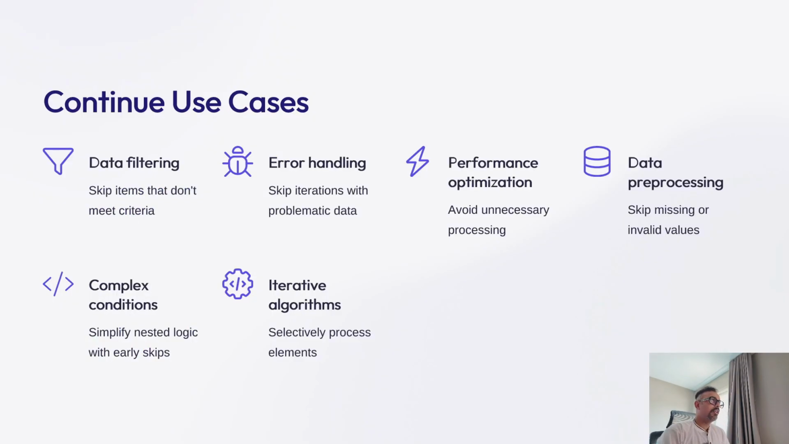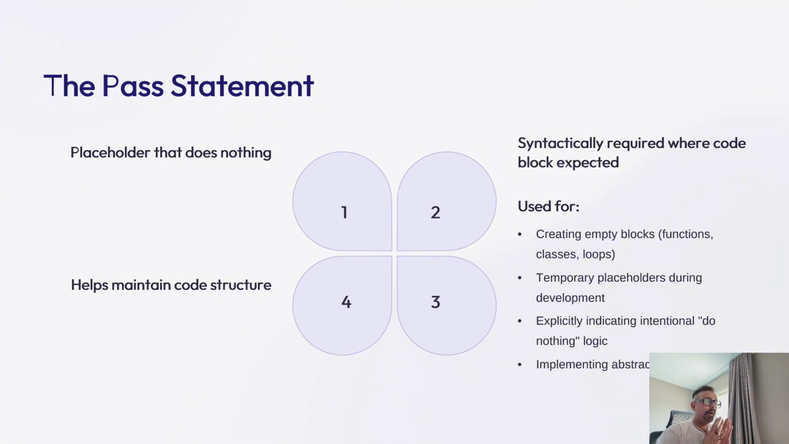Now let's move ahead and talk about the pass statement, which is unique among loop control statements because it actually does nothing at all, unlike break and continue. So it's a null operation. When Python encounters it, execution simply continues to the next statement. So why is it useful?